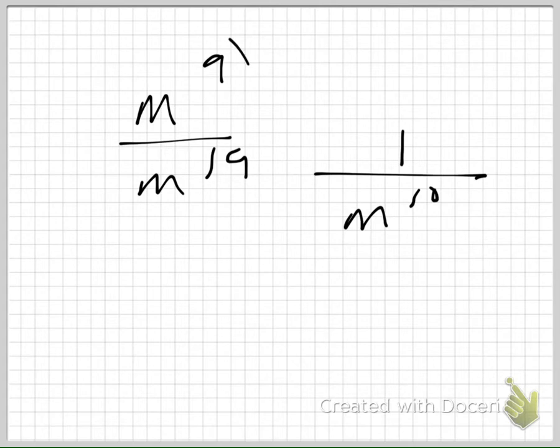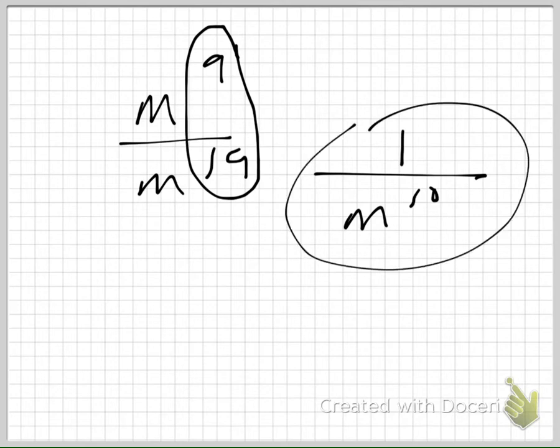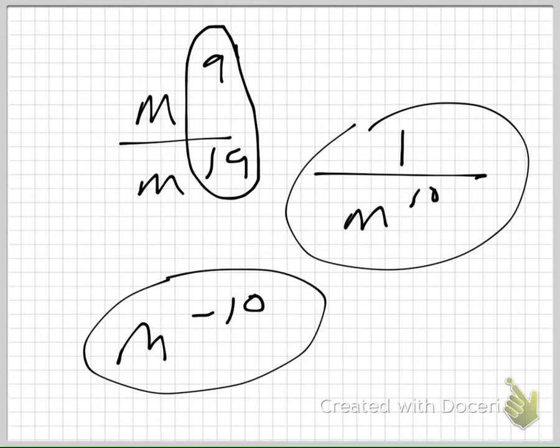That is doing that where you just envision crossing them out. The other way is to actually subtract. What is 9 minus 19? Negative 10. So another way of writing this is m to the negative 10th. Does that make sense? So these two are equal to each other. M to the negative 10th is the same as 1 over m to the 10th. Make sense?